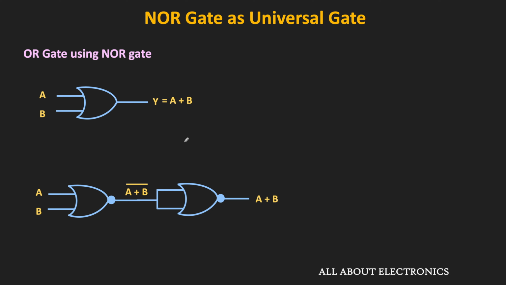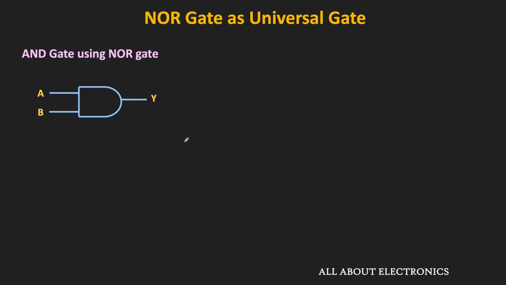So let us replace this NOT gate with the equivalent NOR implementation. So this is the equivalent OR gate using the NOR gate. Similarly, let us see how to implement the AND gate using the NOR gate.